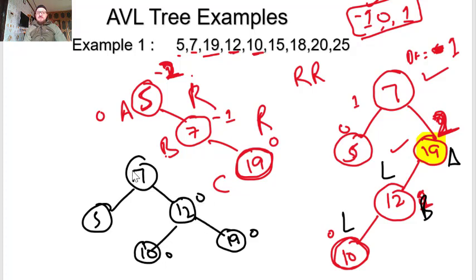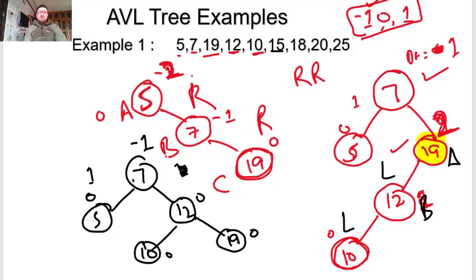For 7, on the left the height is 1, and on the right side it is 2, whether you go through 7, 12, 19 or through 7, 12, 10, the height is 2. From this side it is 1, and 1 minus 2 is -1. So we have -1 and 0 everywhere else, so it's balanced. Now after that comes 15.